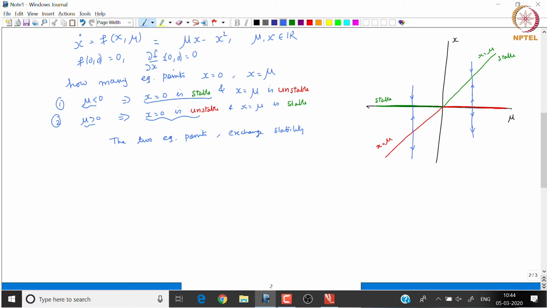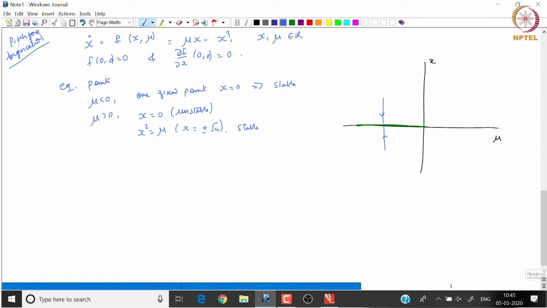So whenever you have this unstable equilibrium, the arrows naturally will point outwards, and when there is a green line, the arrows naturally will point inwards, and you can just keep on drawing this. Similarly here, for mu less than 0, x equal to 0 is stable. For mu greater than 0, this becomes unstable in such a way that the vector field will just point outwards.